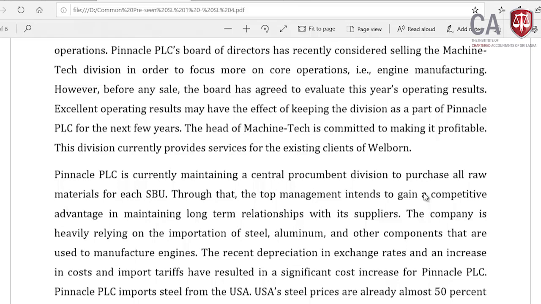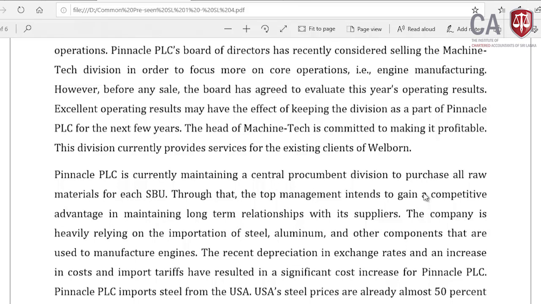The recent depreciation in exchange rate. We all know that the rupee is not strengthening, it is weakening. In other words, the rupee is depreciated. So, what will happen when the rupee depreciates against foreign currencies? In this business we are importing some material, so as a result of the exchange depreciation we have to pay a higher amount than in previous times. So, the recent depreciation in exchange rate and increase in cost and import tariff have resulted in a significant cost increase.